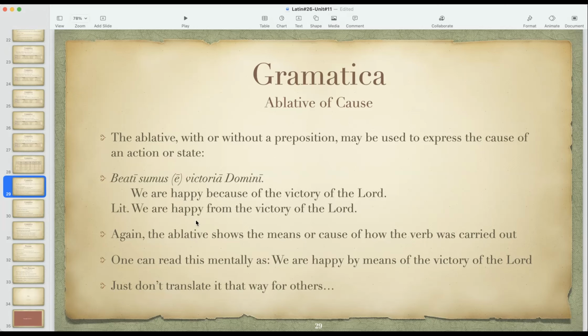When I read this, I will say mentally, Beati sumus. I'm not going to say blessed are we, or we are happy. I don't translate it into English. I just say Beati, subject, mentally. Sumus, victoria Domini. The process I'm going through in Latin is Beati sumus, and this is ablative, so I know that means we are happy by means of the victory of the Lord. I'm struggling a bit to explain that.